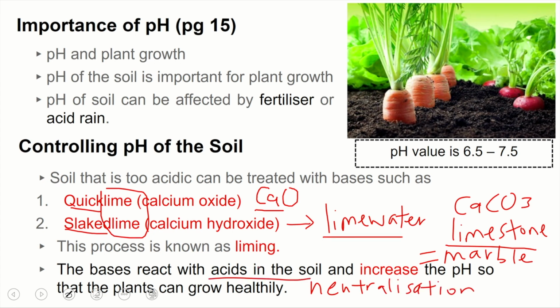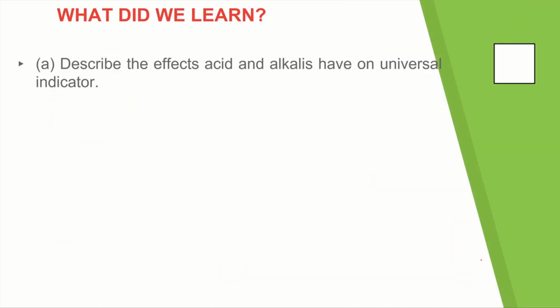Because the soil is acidic, pH will be below 7. When you add these bases, you neutralize the acid, they become neutral, and pH will increase. So what are the things that we have learned so far? The effects of acids and alkalis on universal indicator. So what color will it produce for acids with universal indicator? The answer is red. What about alkaline? What's the color when you have an alkaline solution? Universal indicator will turn blue or purple. Usually it's purple.